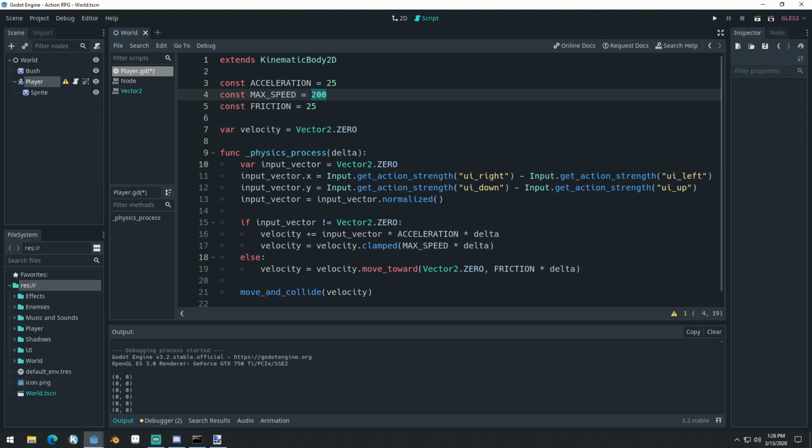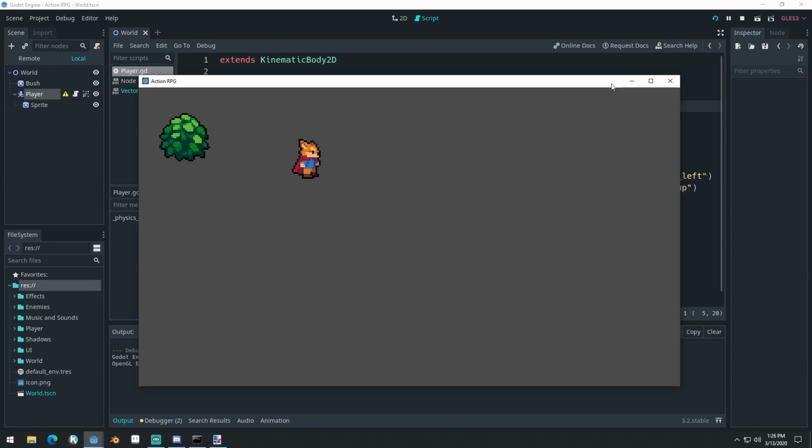I'm going to set our max speed down. It's way too fast still. And the movement actually felt pretty good, so we'll lower our friction and our acceleration again too. Now this looks pretty good. Once again, I'm getting a little bit of stutter because it's not in full screen, but it feels really smooth.